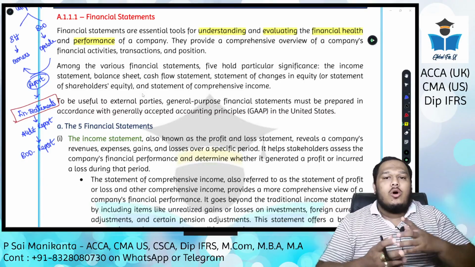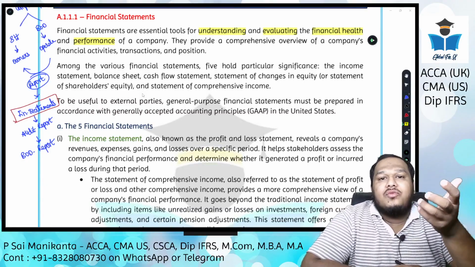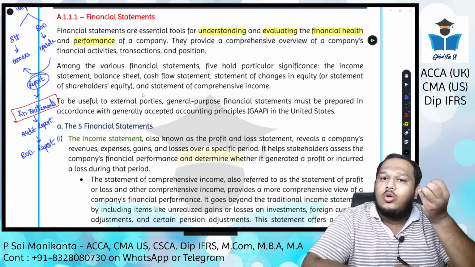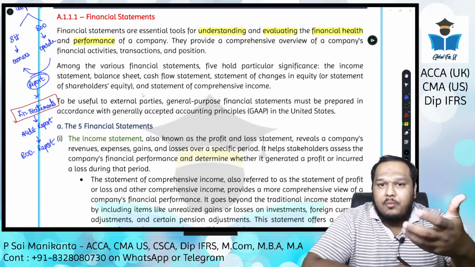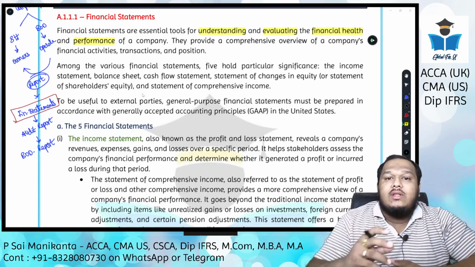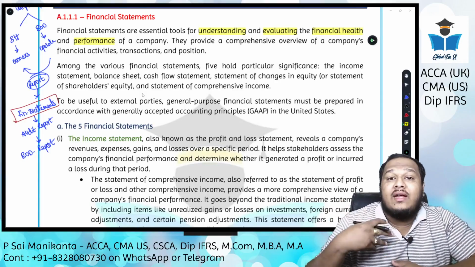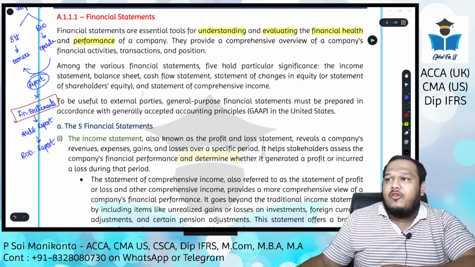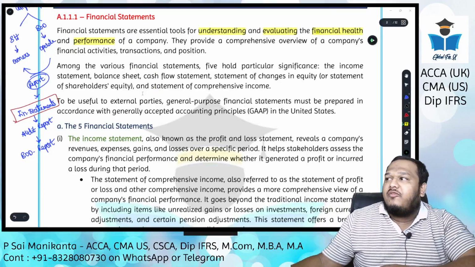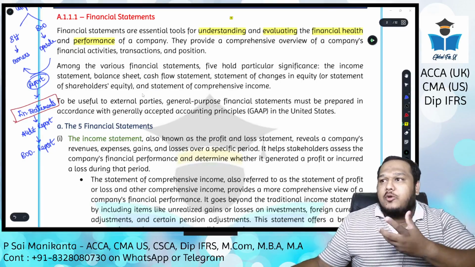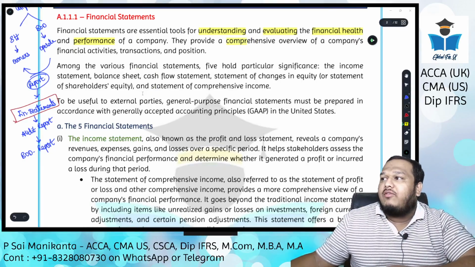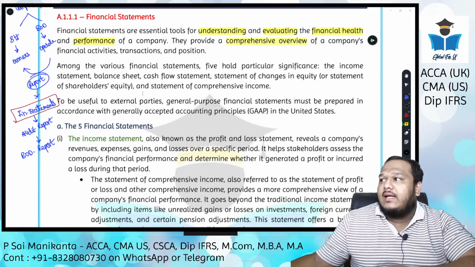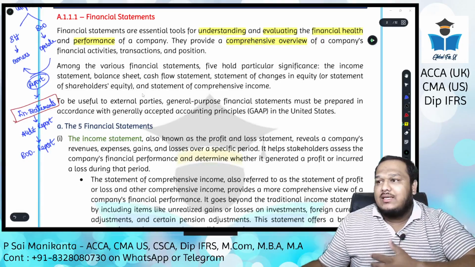So when you want to evaluate the financial health of a person or a company, you want to know their earnings, the periodical profits, and you would also want to know their wealth, the financial position of that particular company. So that's what you are evaluating here, the performance of the company and also its financial health and financial position. You need a comprehensive overview of the entire company's financial activities, transactions, and everything.